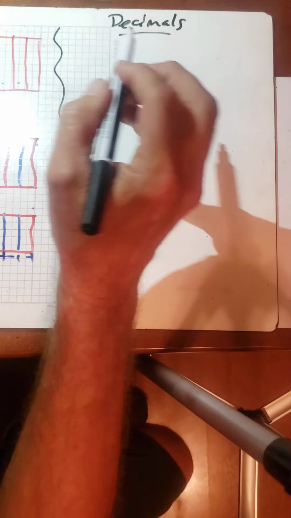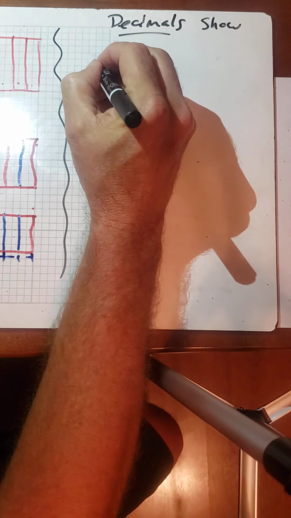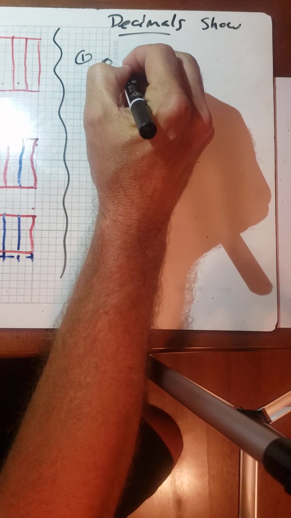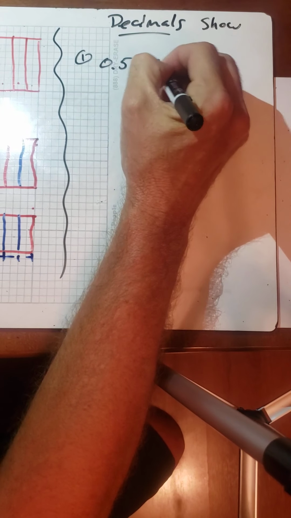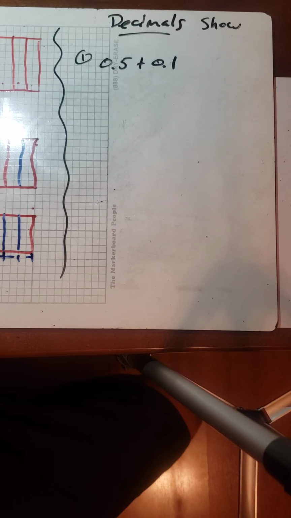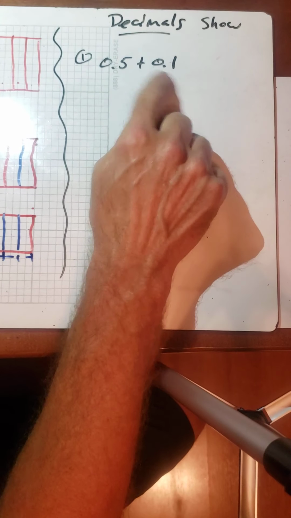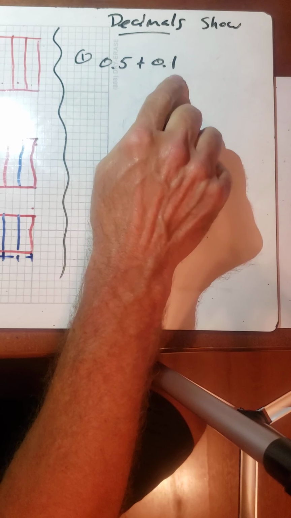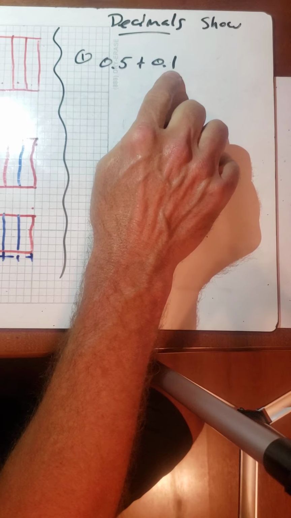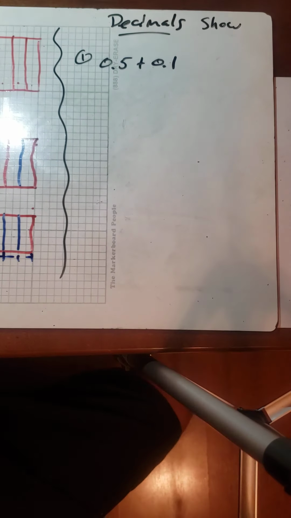So again, this is still showing, right? So you're going to be drawing. And what if I had 0.5 plus 0.1? So 0.5 plus 0.1. What I want students to understand is that these are the same size pieces. And I know they're the same size pieces because they're in the same position. This is tenths and this is tenths. If we're going back to that first demonstration, they're the same size pieces.